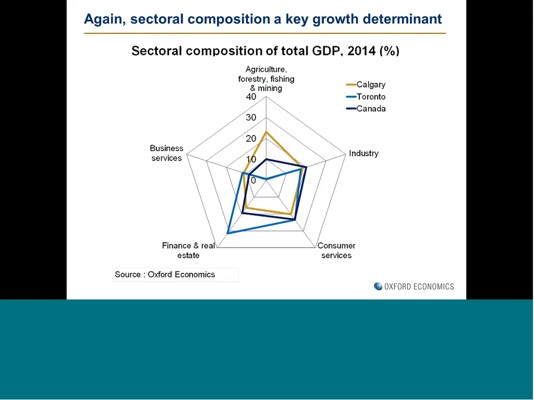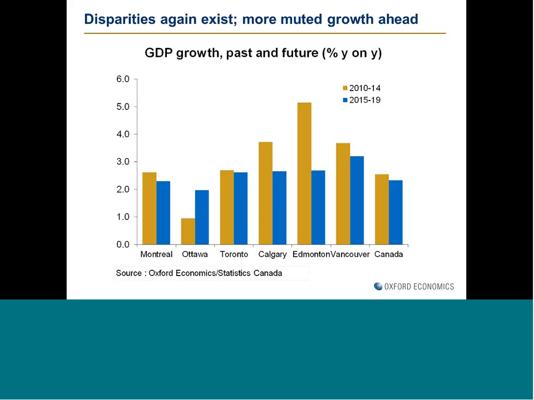If we look briefly at two very different Canadian metros, Calgary, obviously very reliant on the extraction sector, compared to Toronto, where the spike in GDP composition is in finance and real estate. And intuitively, the effects of these compositions are very evident when we look at our GDP growth rate forecasts and history for the 6 Canadian metros.